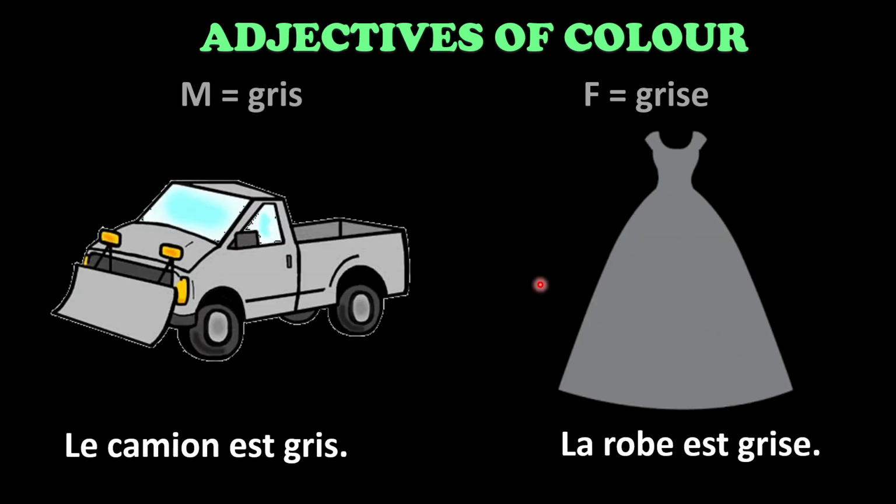The next color is gray, which also, like many adjectives, to form the feminine you just have to add an E to the masculine. So the masculine is gris, the S is silent. Gris, the feminine gets an E, so you have to pronounce the S, becomes grise. Okay, gris and grise. So for a masculine object like a truck, le camion est gris, and for a feminine object like a dress or a gown, you'll have to say la robe est grise. Okay, le camion est gris, la robe est grise.